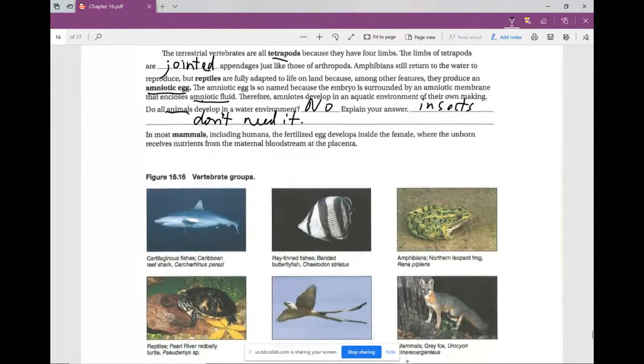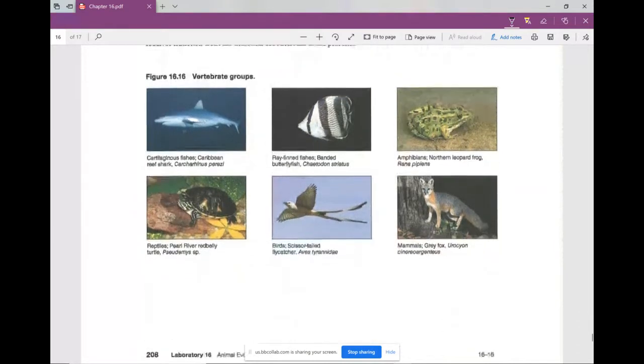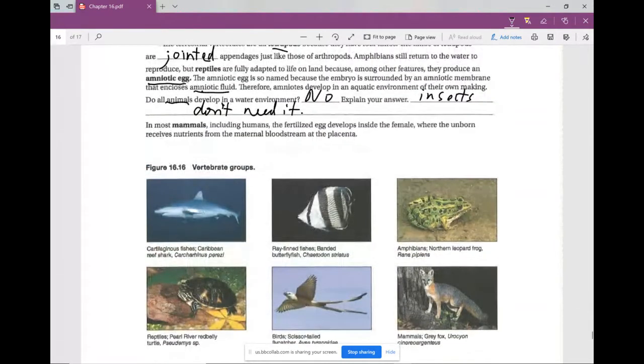You can say yes because the eggs either develop in an aquatic environment like a pond or the ocean, or they are amniotes, in which case they make their own water available for the embryo in that isotonic solution.